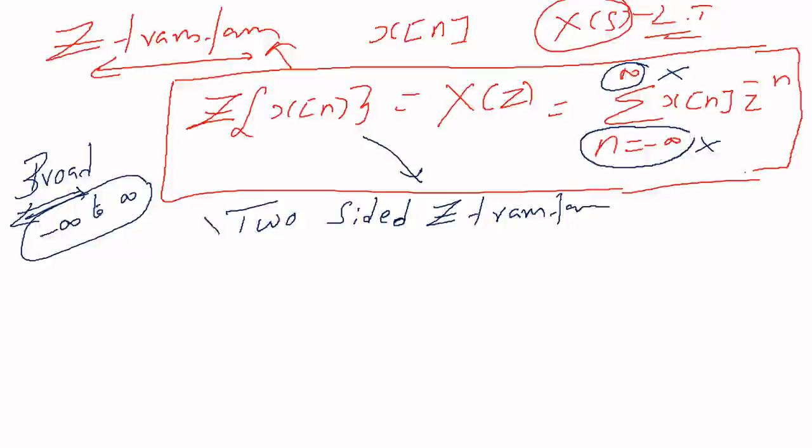So they call it two-sided Z transform, and in some books they call it bilateral. That means both sides. Bilateral Z transform.